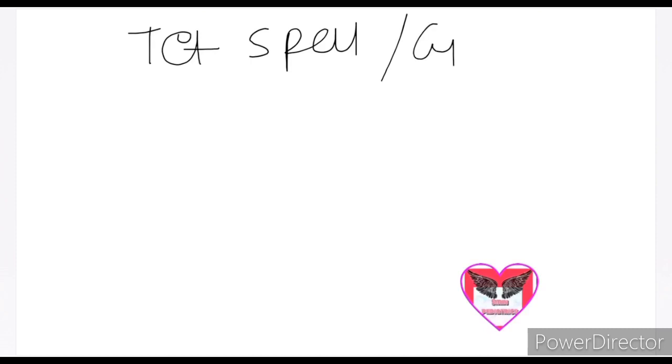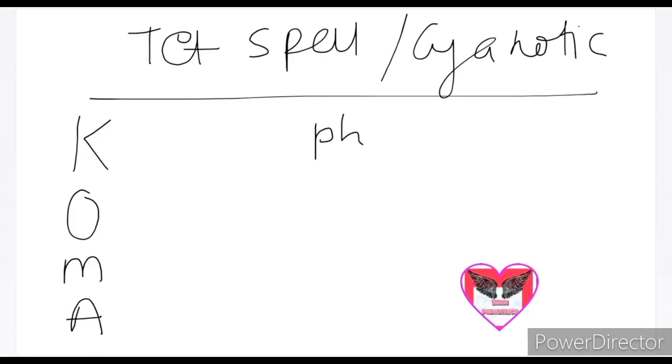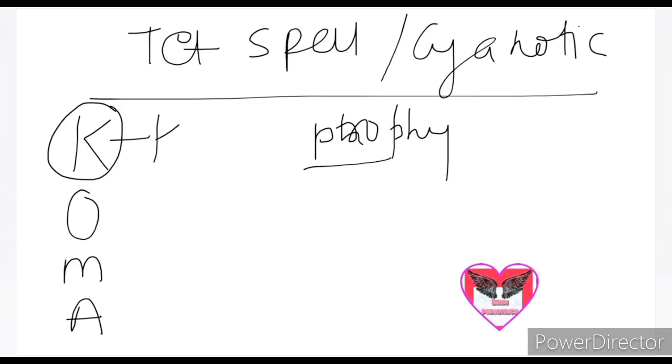Now we have management of Tet spell or cyanotic spell. For this I have made the mnemonic COMA, PP. Remember the sequence: coma, prophylactically, okay. Here K is knee chest position.